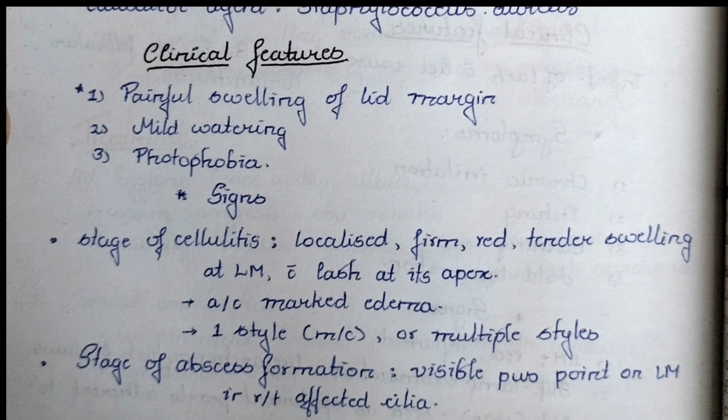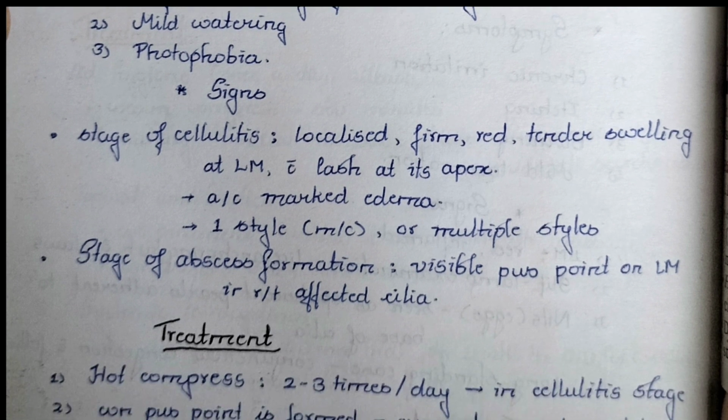Now coming to the clinical features of external hordeolum, there is a painful swelling of the lid margin, with mild watering and photophobia. Signs of external hordeolum: there are two stages, the stage of cellulitis and the stage of abscess formation. In the stage of cellulitis, there is a localized firm, red, tender swelling of the lid margin with a lash at its apex, as there is inflammation of the base of the hair follicle. It is associated with marked edema, and one stye most commonly, or multiple styes, may be present.